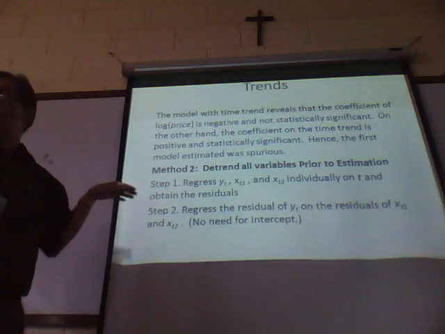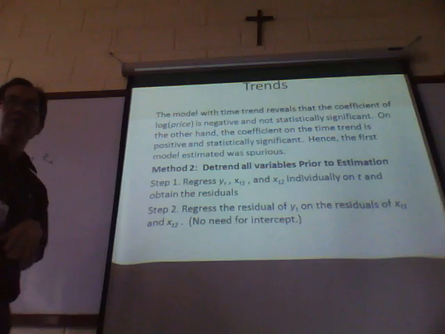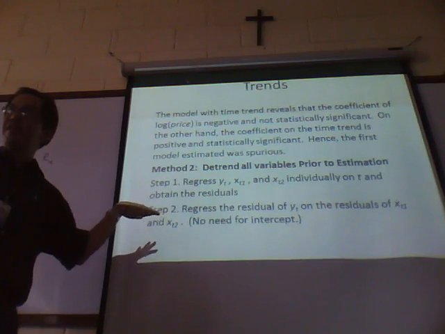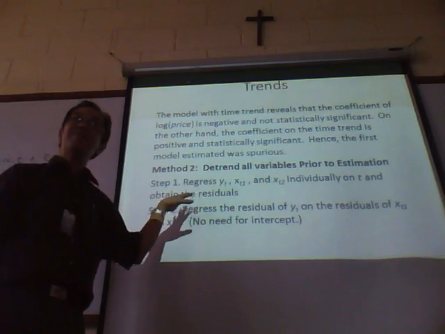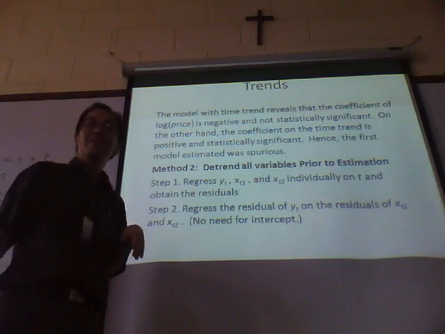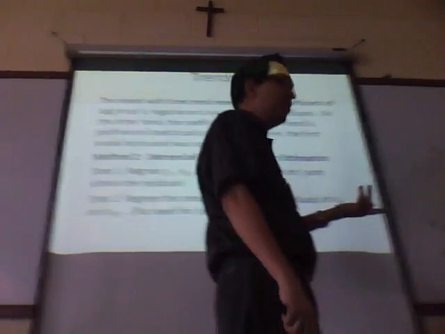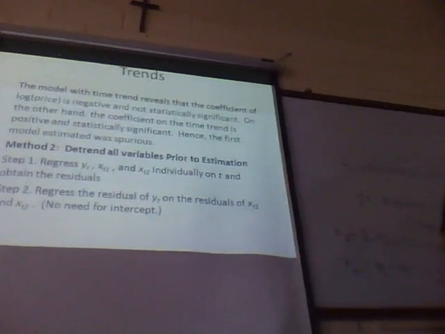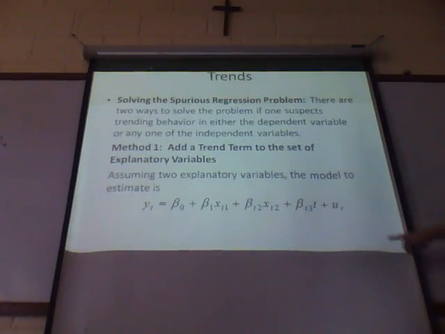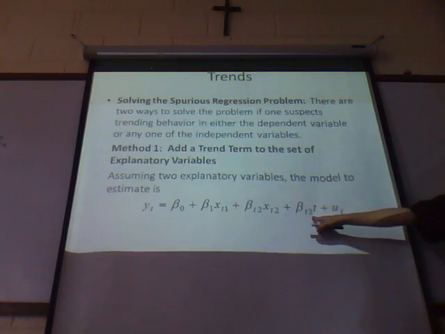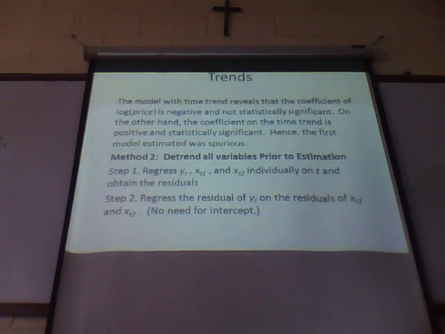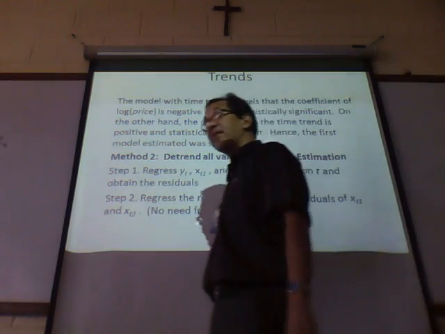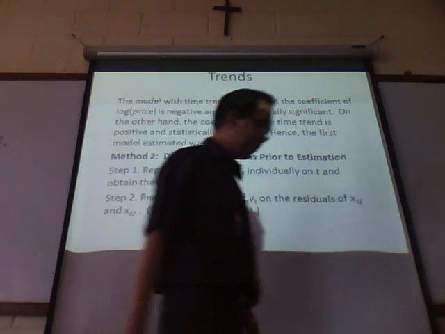However, the beauty about method 2 is that you're actually seeing the process of removing the trend. So from a theoretical point of view, method 2 is probably more satisfactory because you are actually removing the trend. But from a practical point of view, method 1, which is just simply adding a trend term, is probably preferable. But discussing method 2 is not a waste of time because it's actually showing you what we mean by removing the time trend.